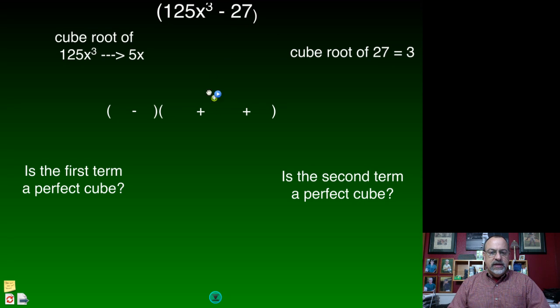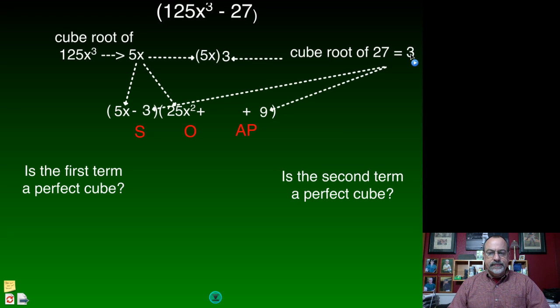So this is a minus sign, so I'm going to use SOAP. So this one's the same, this one's the opposite, and this one's always positive. So now all I have to do is put the values in the same place. So a goes here, and a squared goes here. So I'm going to have to square that. That's going to give me 25x squared. B, the 3 goes here, and b squared goes here. And then the middle term is a times b, so 5x times 3 would be 15x. So this would be the factored form.